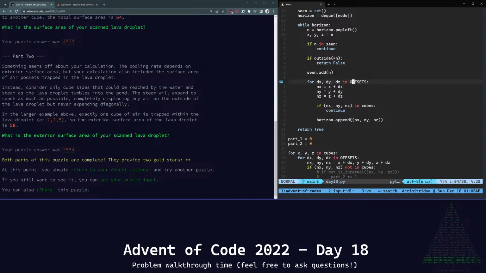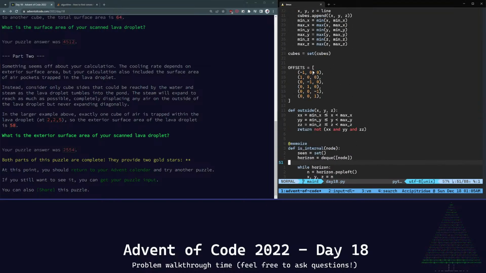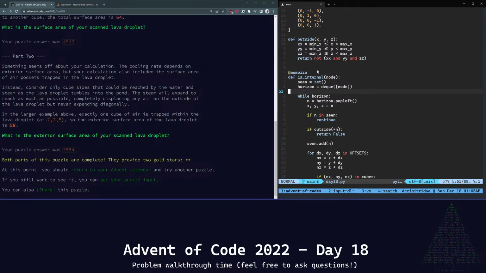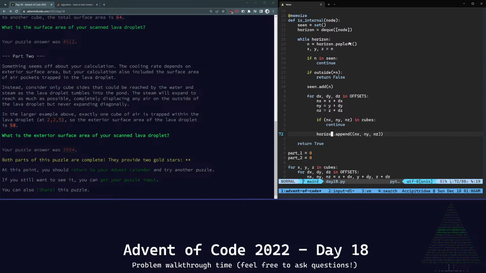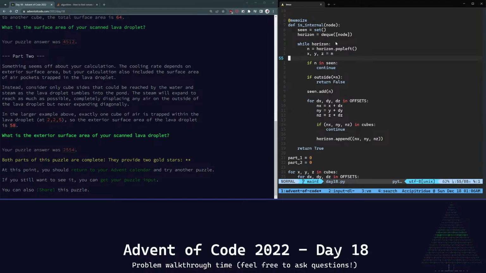Otherwise, we try to add all of our neighbors, and conveniently, the same offsets that we're using to check the faces on all 6 sides can be used to compute the adjacent 6 cubes to us. So we do that computation and we check if we're in cubes. If we are, we don't add that into the horizon because we've touched another cube there, right? We shouldn't search any further. We got stopped basically by a wall. And yeah, so this is our BFS that will tell us if we were inside or outside.